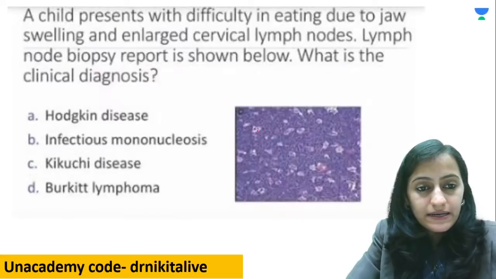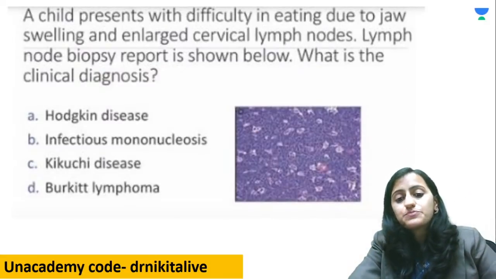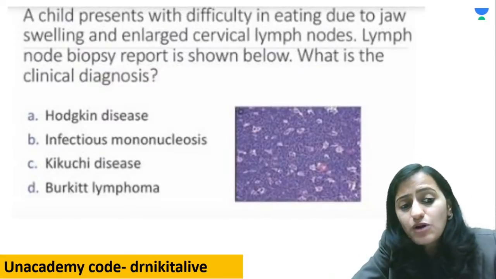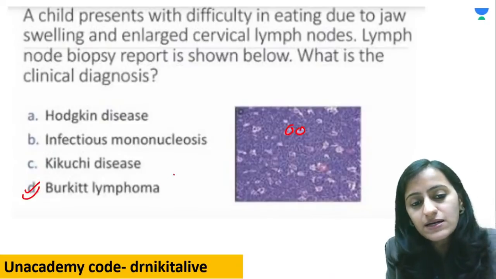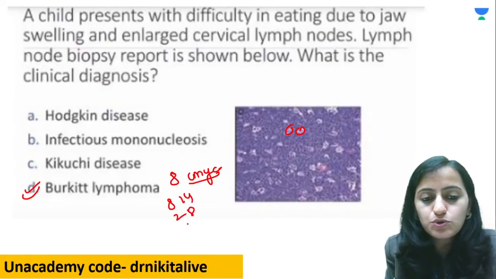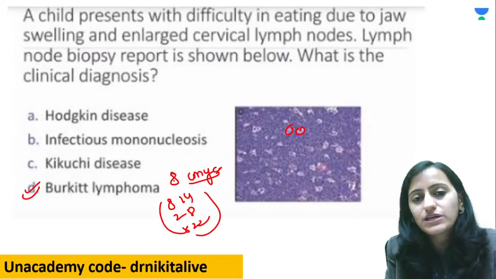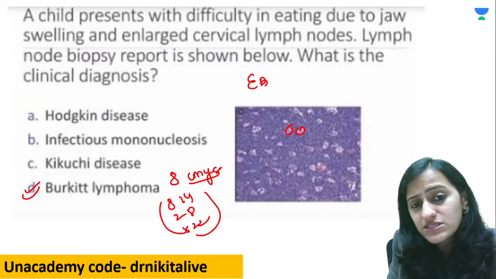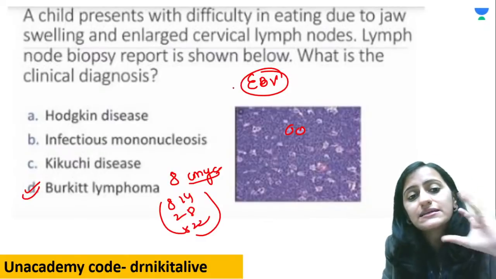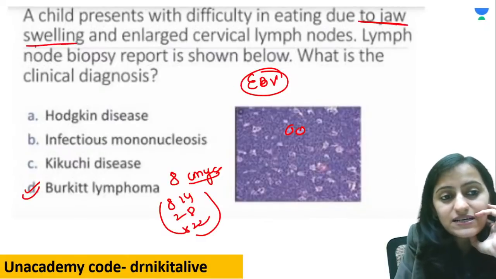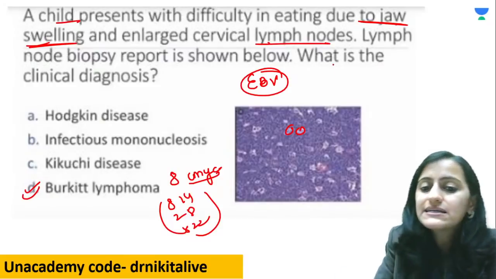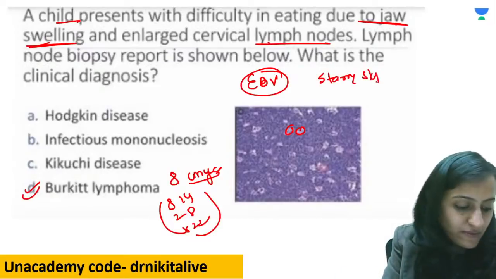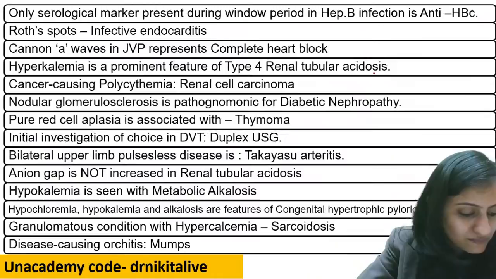Okay. Next one, look at this image. Very, very classical. We'll see tomorrow as well. The starry sky appearance, that is Burkitt's lymphoma. Chromosome 8, gene is c-MYC. You get 8;14 to 8;22 translocation. Associated with Epstein-Barr virus. There can be jaw swelling. Like we see here, child with jaw swelling, lymph nodes enlarged. This is Burkitt's lymphoma. Okay, remember the starry sky appearance.